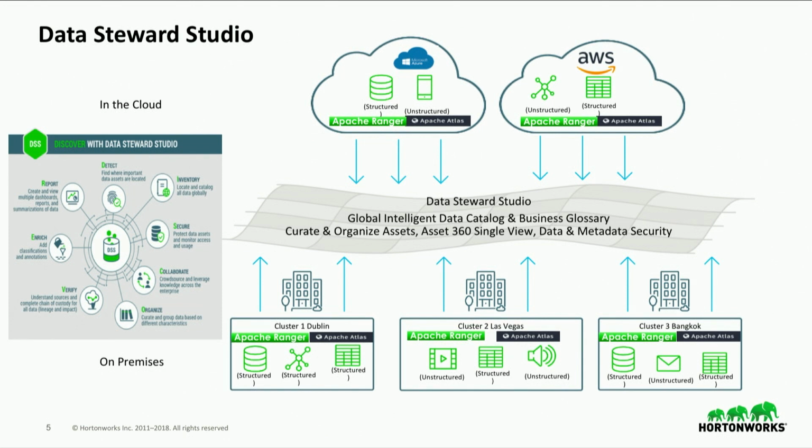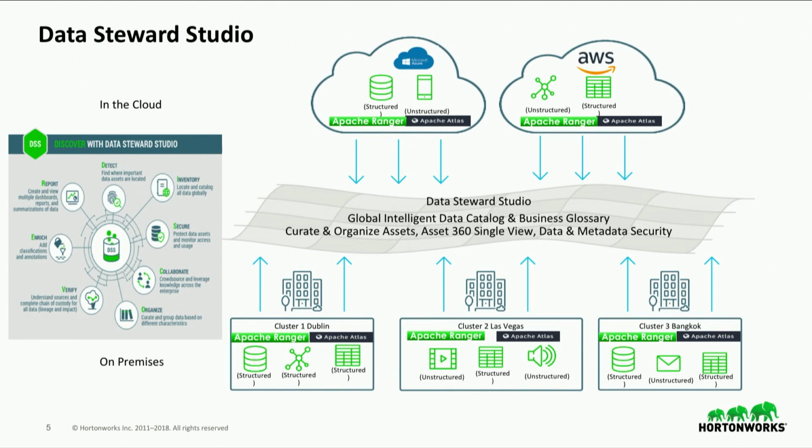So Data Steward Studio aims to provide this view into all of this infrastructure. You have 3 on-prem clusters in this case. You have 2 in multiple availability zones. And each of these clusters have, for example, Apache Ranger and Apache Atlas: Ranger for authorization and security policies, and Atlas for metadata and governance.